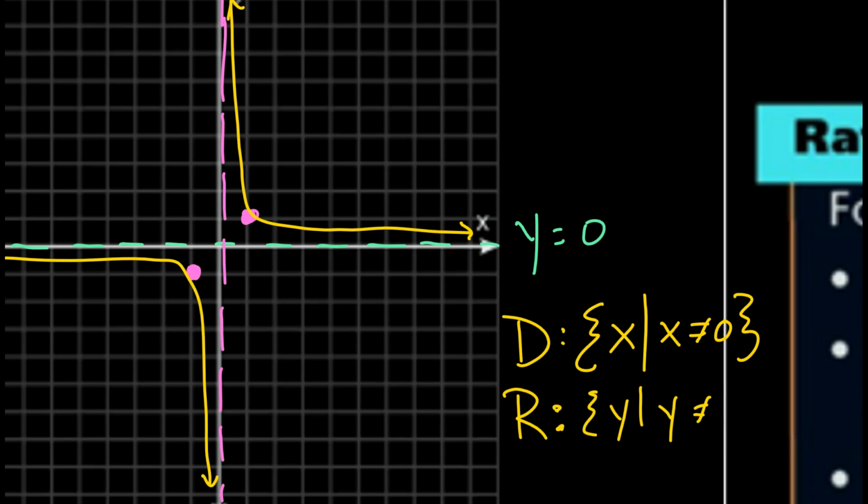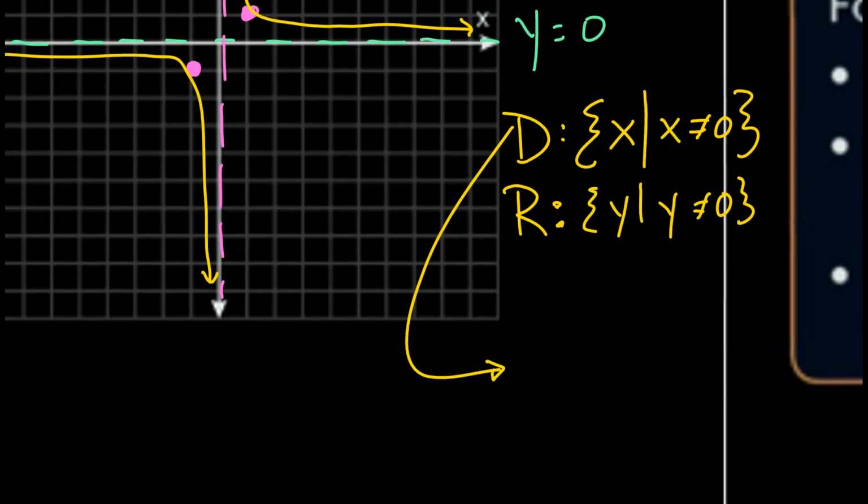Guess what? Your asymptotes also determine your domains and ranges. So asymptotes are very important on rational functions. Yes? Ooh, good question. What about interval notation? What would this look like in interval notation? Anyone want to take a guess?